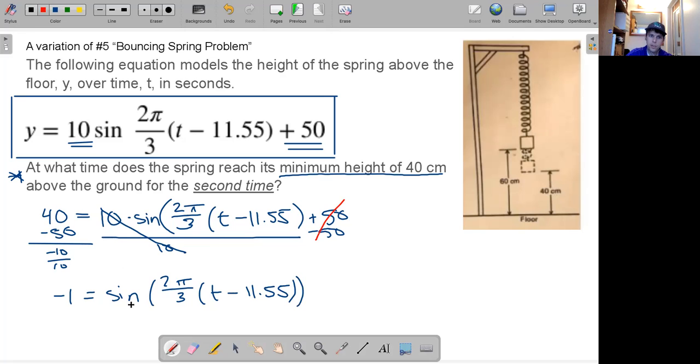So now we need to get rid of sine. We got to do sine inverse, so we're going to get rid of that. We'll have sine inverse of -1.